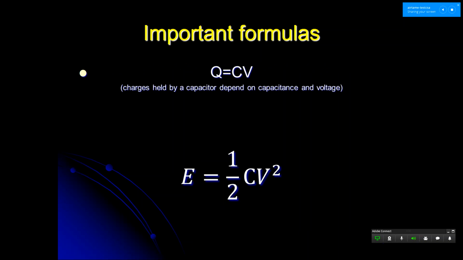So a couple of important formulas that you need to remember. First one is this one that we saw already. Q is equal to the capacitance times the voltage, the charge of a capacitor.